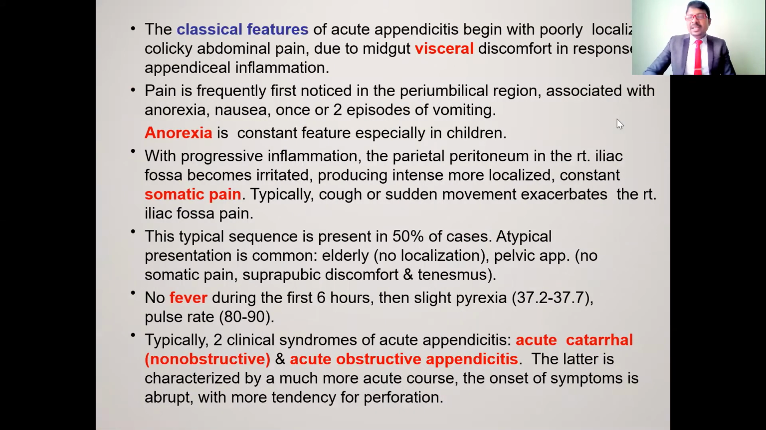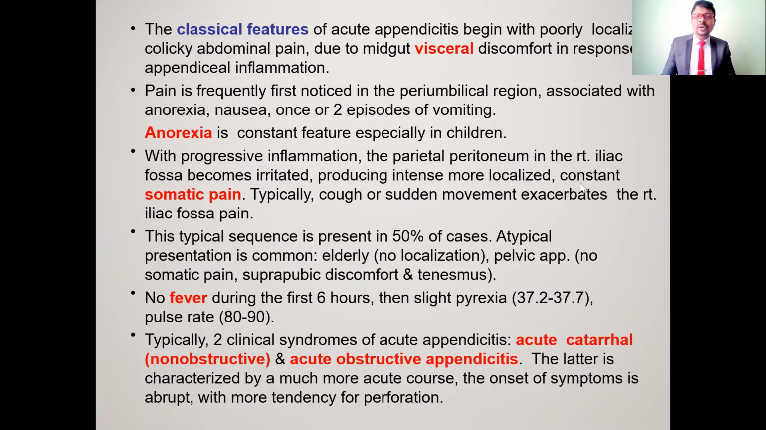If you look at the classical features of the pain in appendicitis, as we just discussed, acute appendicitis begins with poorly localized colicky abdominal pain, surrounding the navel or umbilicus region.